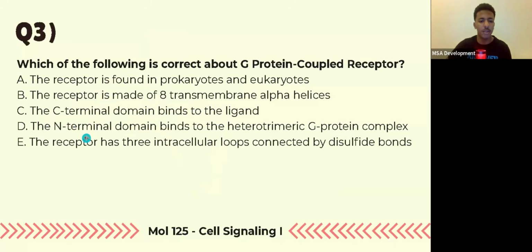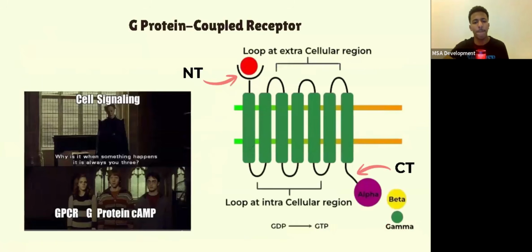D, the N-terminal domain binds to the heterotrimeric G protein complex. Incorrect, we said the N-terminal domain binds to the ligand. And then E has to be correct, but let's just read it. The receptor has 3 intracellular loops connected by disulfide bonds, which checks out. One more time, look at the structure.